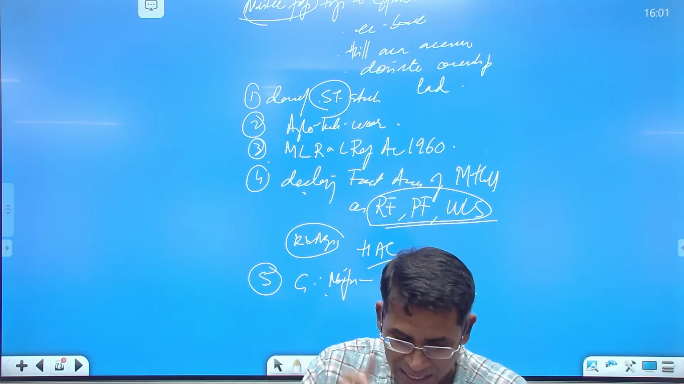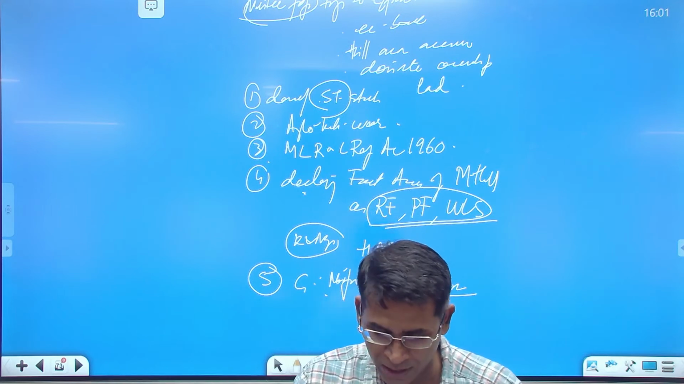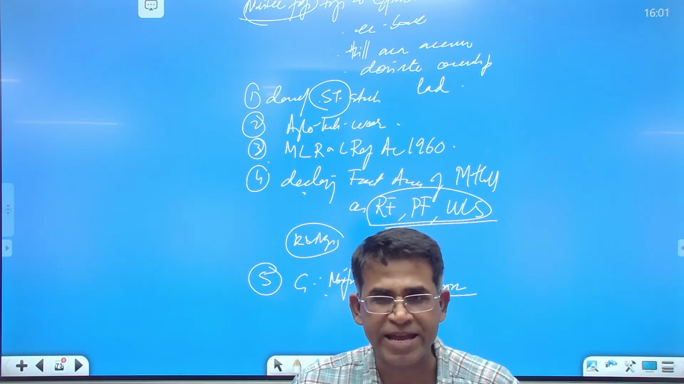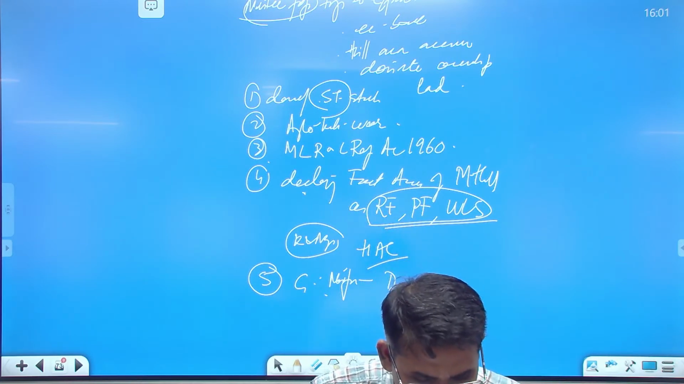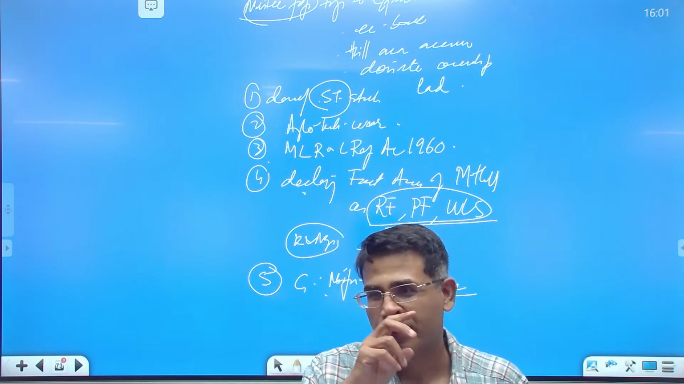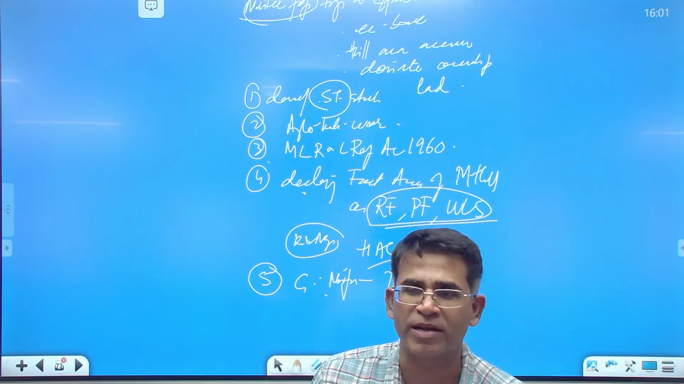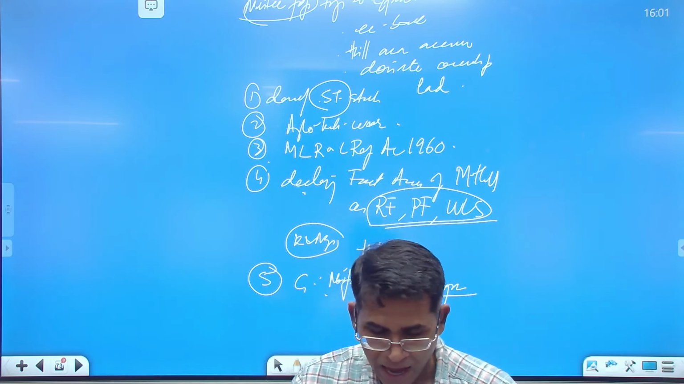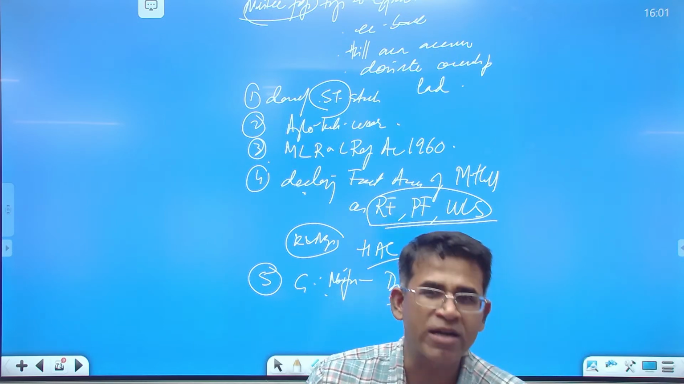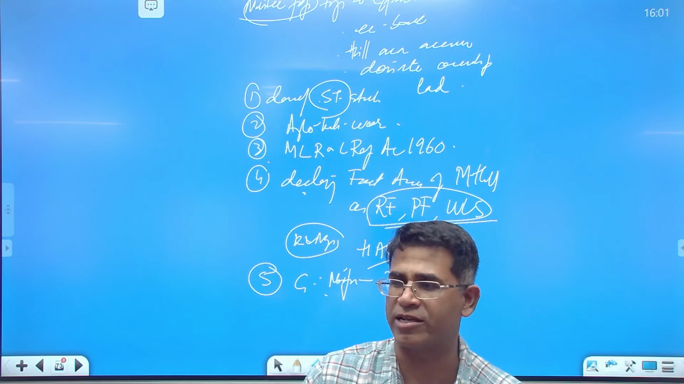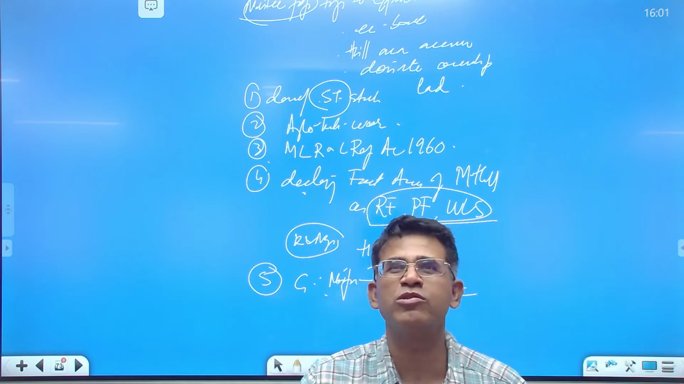And Railway Vikas Nigam Limited is a 100% owned public sector undertaking, a PSU under the Ministry of Railways. Essentially, ये project construction execution में आते हैं and to raise funds, not for operations. Now, because ये news में है, I'll expect that in economy you must revise what are Mini Ratnas, what are Navratna projects, and what are Maharatna PSUs. That's going to be your responsibility. ठीक है? This was one short news.